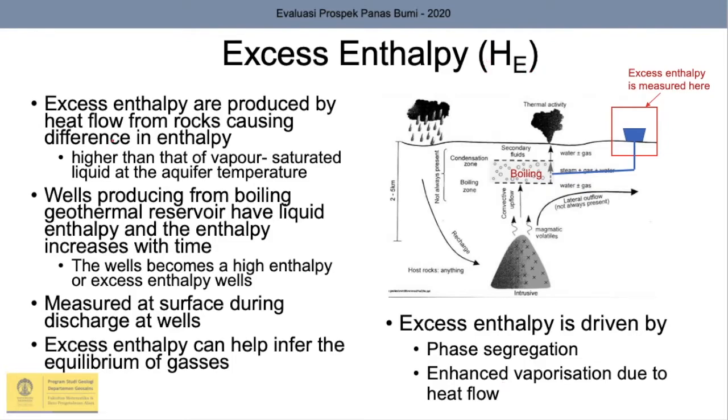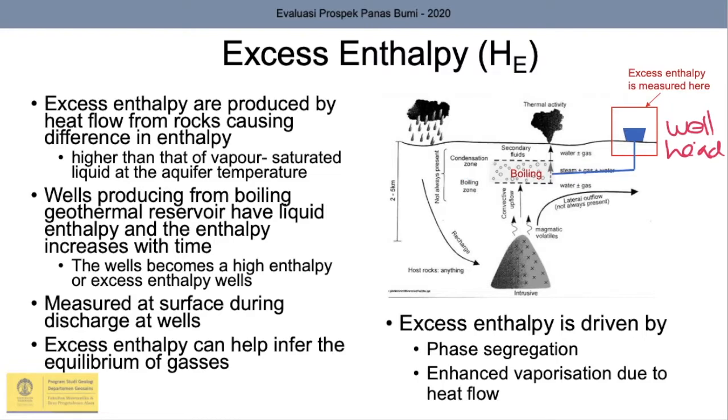Excess enthalpy is produced by the heat flow from rocks that causes differences in enthalpy. It mostly occurs in the liquid dominated system and also the vapor dominated system. We measure the excess enthalpy at the wellhead. So if we already have a wellhead from the drilling, we measure the excess enthalpy there. And the excess enthalpy here can help you infer the equilibrium of gases or the boiling condition in the reservoir.